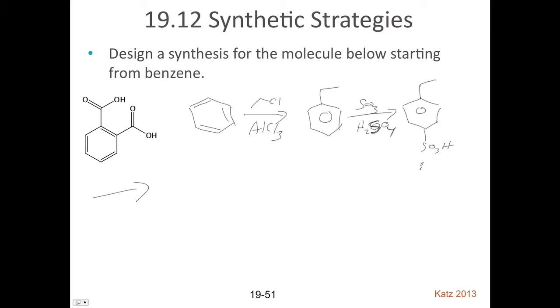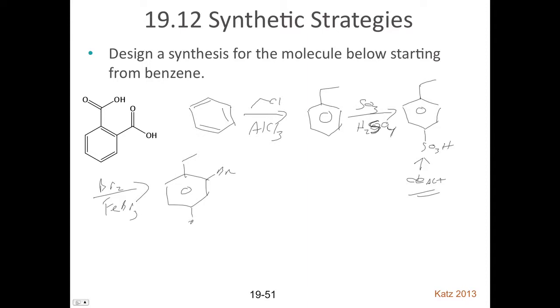Wrong, can't do that. Remember? Meta director, yes, true, but also deactivator. So we can't do any Friedel-Crafts. That's closed to us. But that's the only thing that's closed to us. There are plenty more fish in the barrel, like shooting fish in a barrel. Let's do this: Br2, FeBr3. Look at that. We can do bromination, and that'll definitely go. That's not Friedel-Crafts, right? We'll definitely be fine.